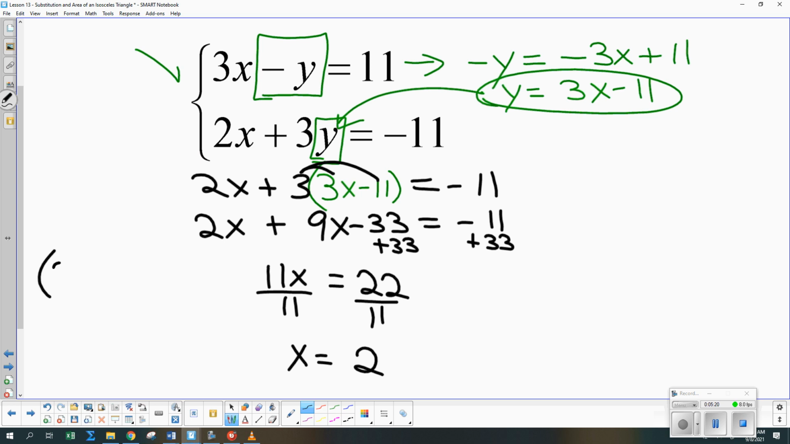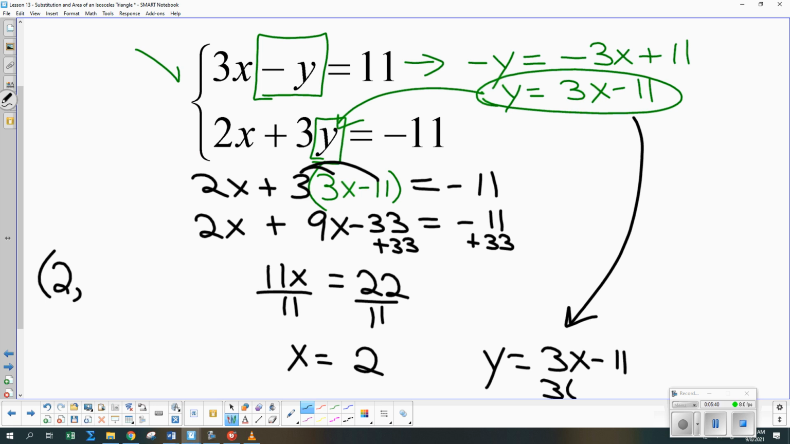So this time I have found the first letter of the ordered pair, and I still need to find the second one. So I can go back up to any one of my equations. I'm going to go to y equals 3x minus 11. I know that x is now a 2.